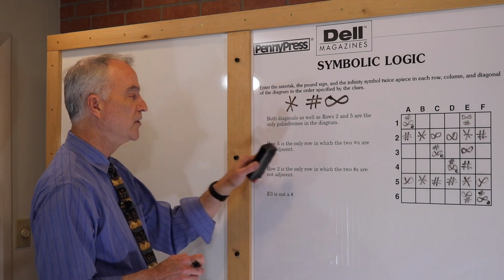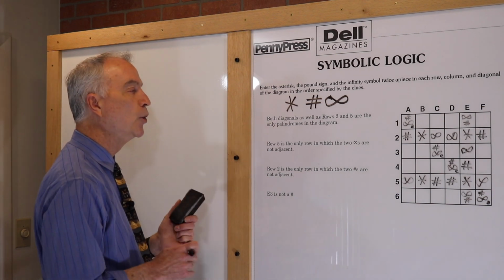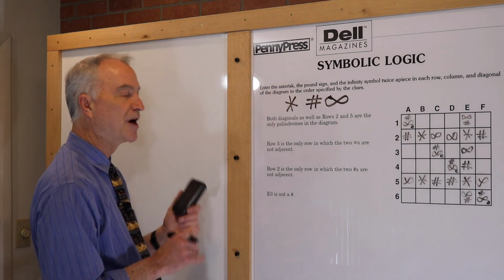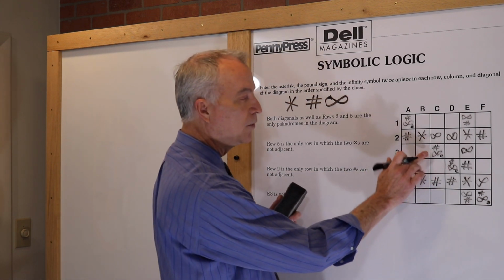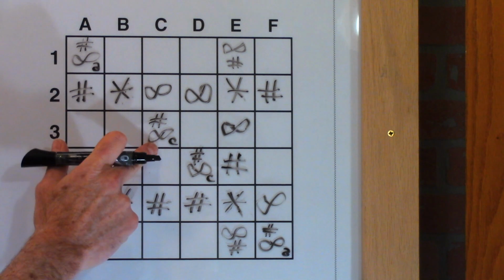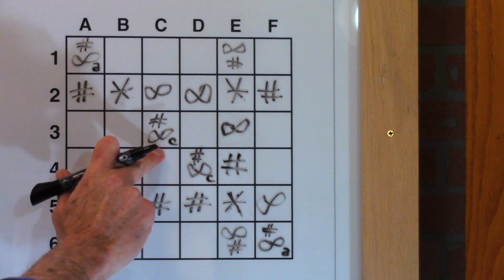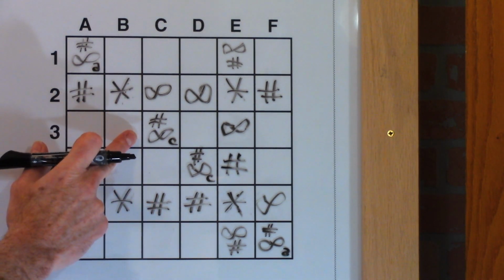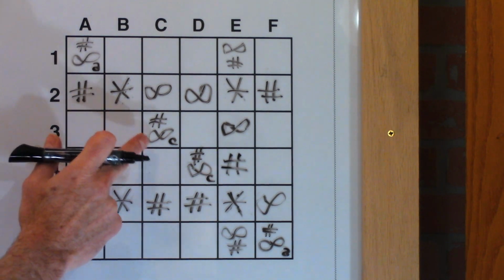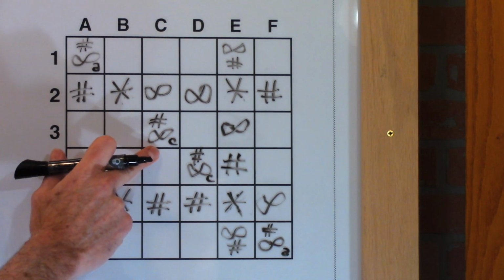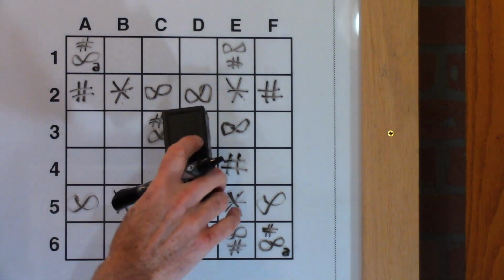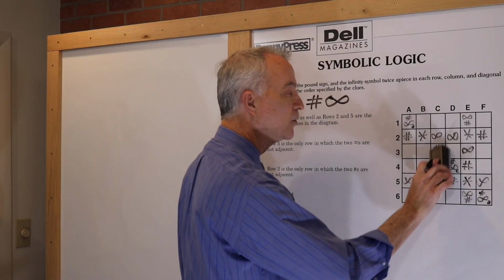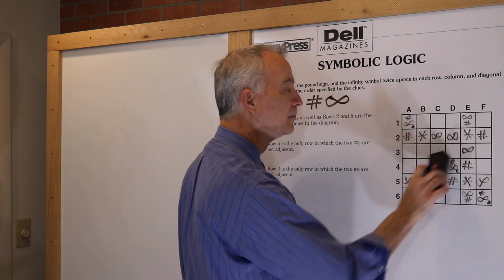Time to go back to the clue that says row 5 is the only row in which the two infinity symbols are not adjacent. Well, let's take a look at row 3. We know that this particular square here is going to be either the pound sign or the infinity symbol. Well, it can't be the infinity symbol because the two infinity symbols in row 3 are going to have to be adjacent. That means that this then will have to be the pound sign.